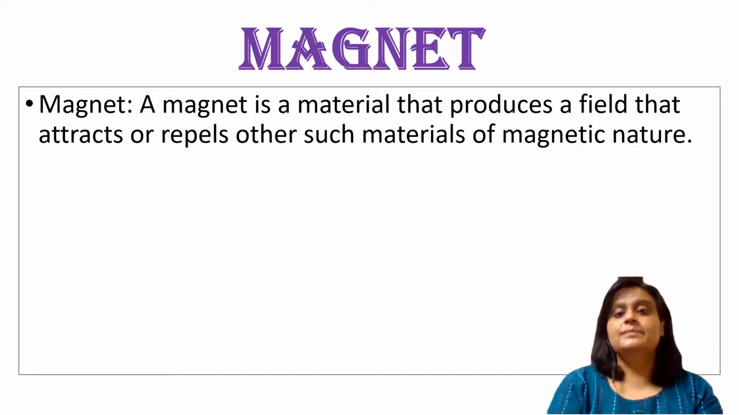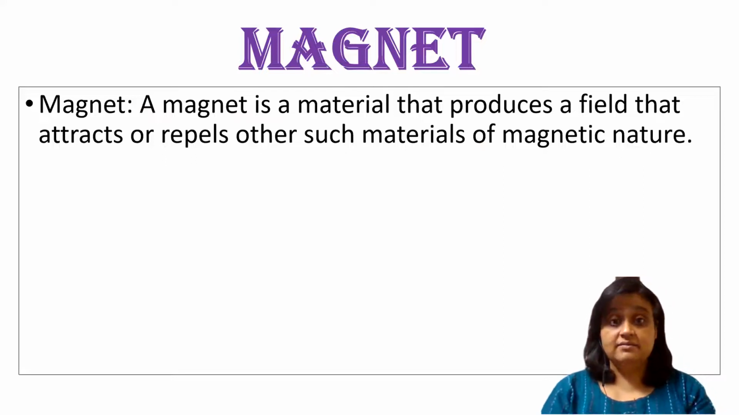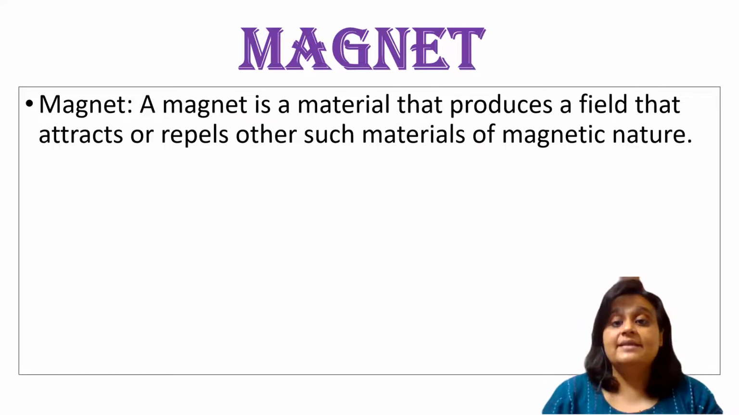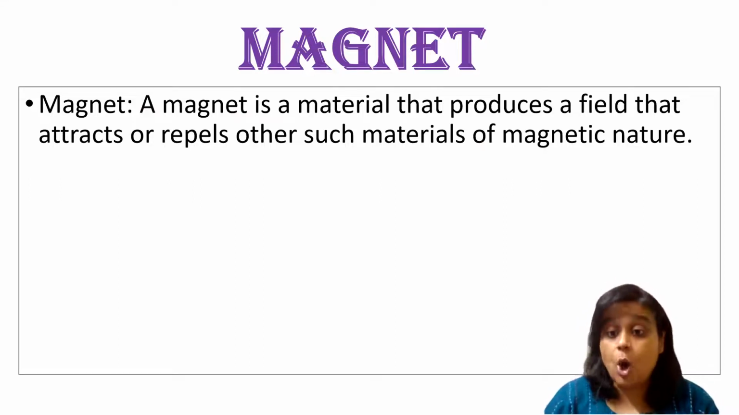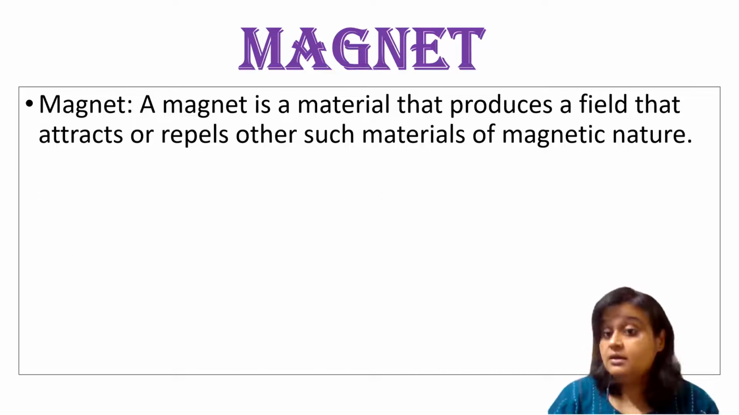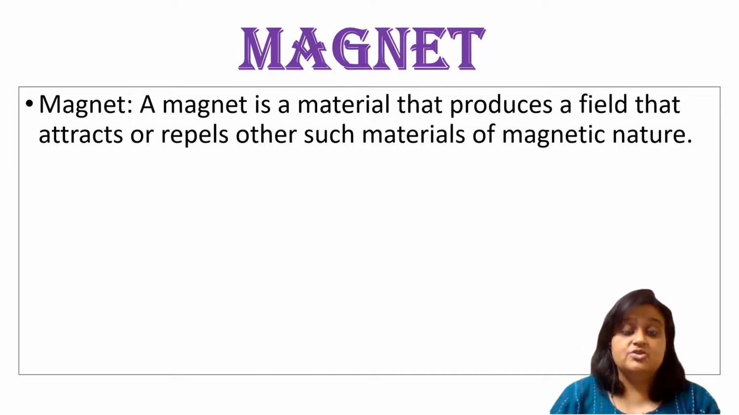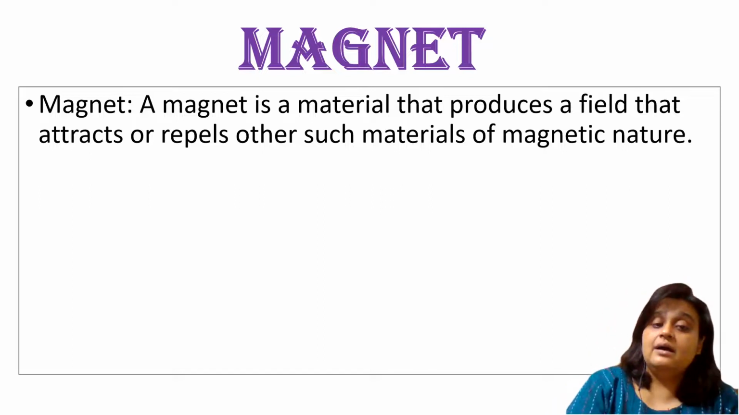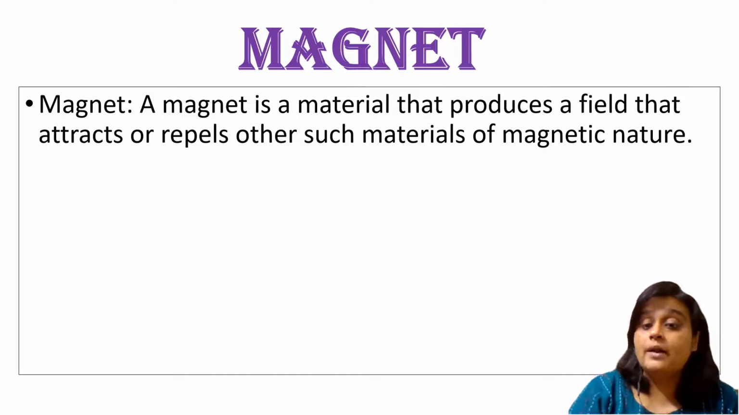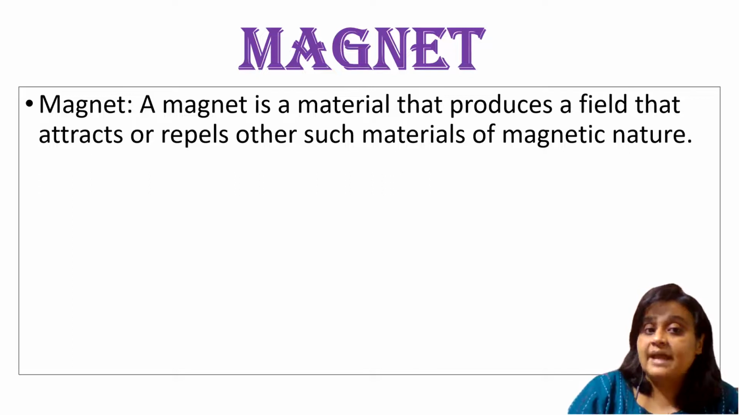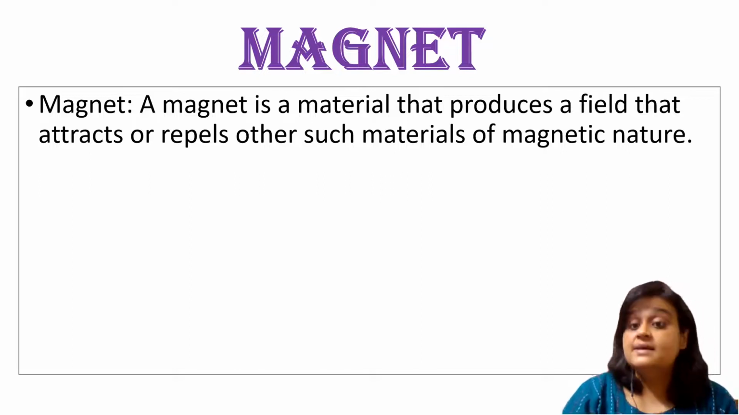Magnet. What do you mean by a magnet? We all play with magnets. A magnet attracts magnetic materials, which are made up of iron, nickel, and cobalt. These are called magnetic materials, which get attracted towards a magnet. Not only magnetic material, but another magnet also gets repelled or attracted towards one magnet. Remember, like poles repel and unlike poles attract each other. So that we are quite aware.